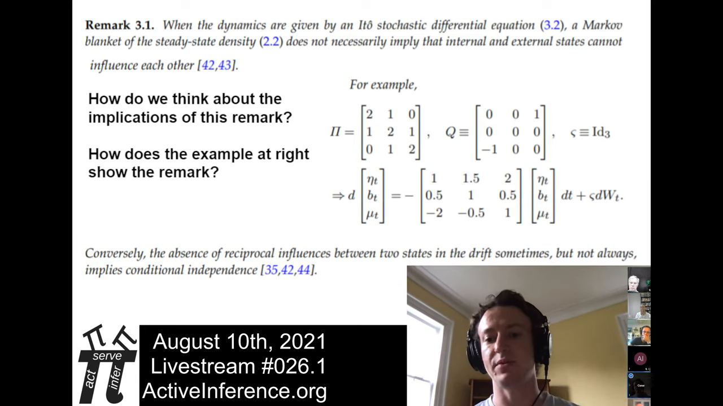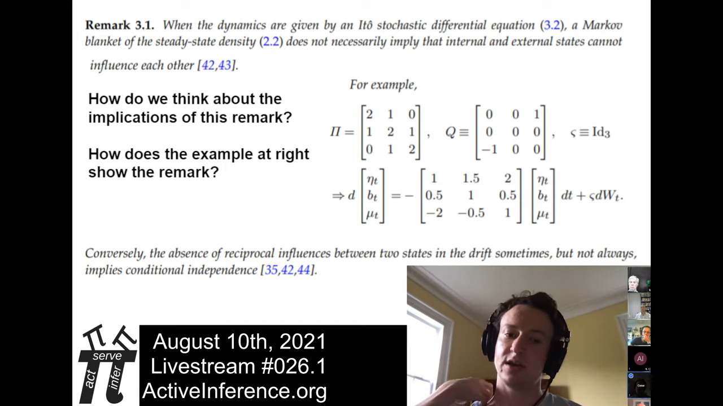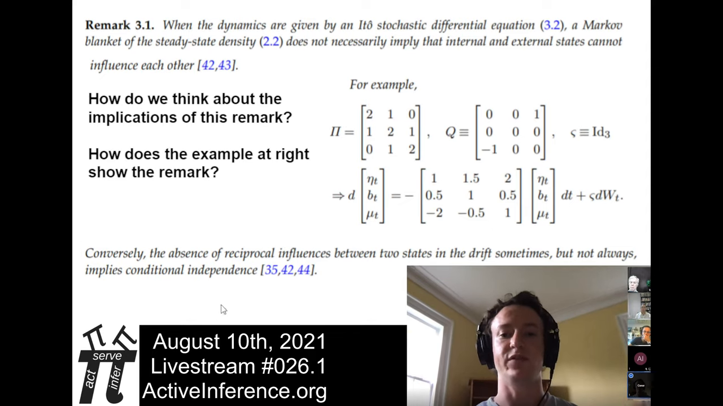So this is a really interesting and counterintuitive result that is talked about a little bit in Miguel's paper. And it's also talked about in an upcoming paper that is in review right now, that rigorously defines the conditions under which a causal connection actually results in conditional independence between two variables. So that's what the example here is showing: you could have internal directly influence the motion of external or vice versa, but in the stationary sense, they're still conditionally independent, and therefore the Markov blanket is still needed to mediate information between them.